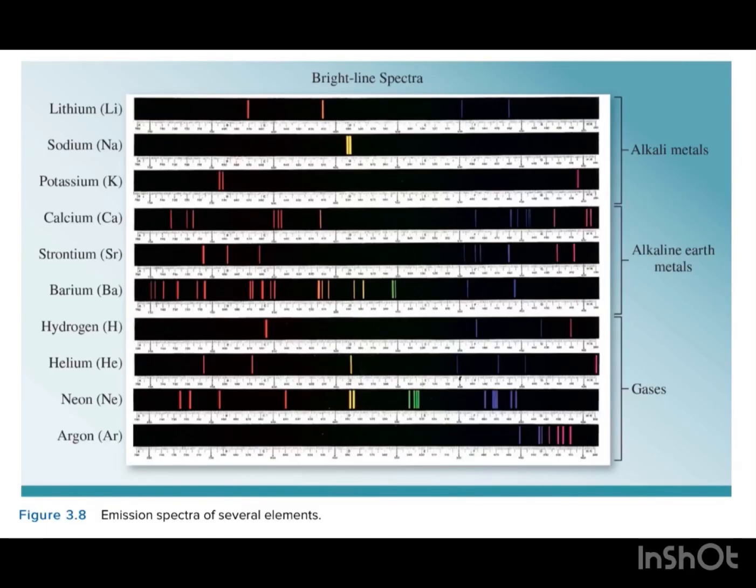So here we have, it is the second one down. That is sodium's atomic line spectrum. And as you can see, there's just two little yellow lines there.